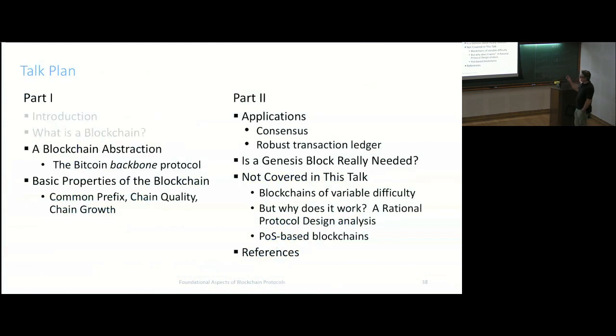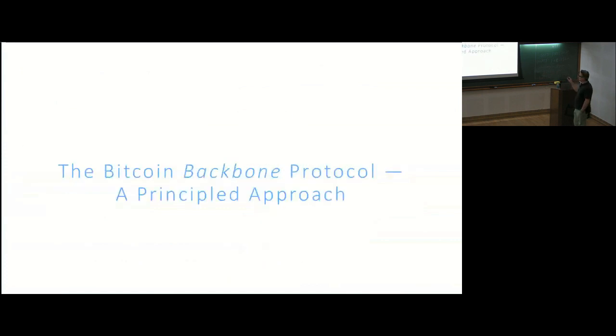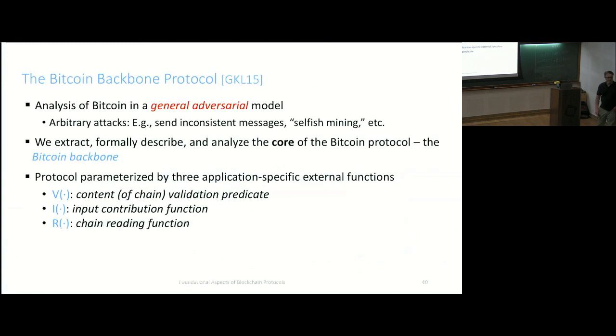Which brings us to this Bitcoin backbone protocol. It's a blockchain abstraction, and what I like to think of as a principled approach for the design of these protocols. You want to look at the blockchain, what properties are satisfied, and how you can build applications on top of that. Questions so far?